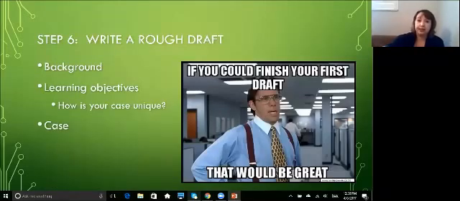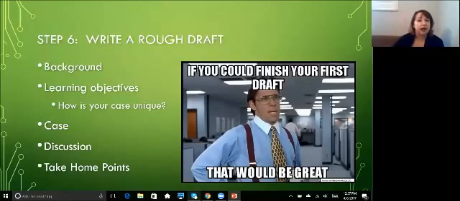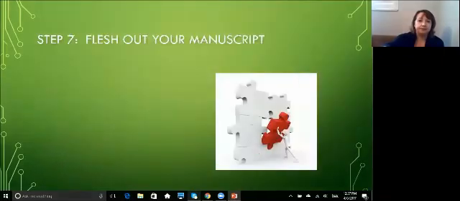You're going to describe your case in detail, write a nice case presentation. You're going to discuss the specific things about your case and how it's different. This is where you're going to discuss your literature review, what you found and what you didn't find. And then what are your take-home points? So that's your rough draft. For your rough draft, I recommend you just sit down and get something on paper. And once you have something on paper, that's what you can really work over as you build up and flesh out your manuscript. So step 7 is fleshing out your manuscript.